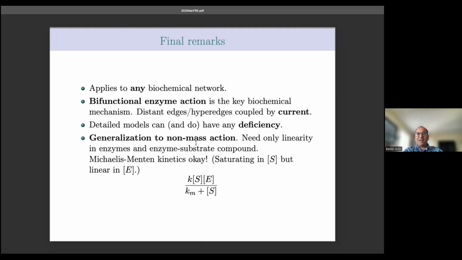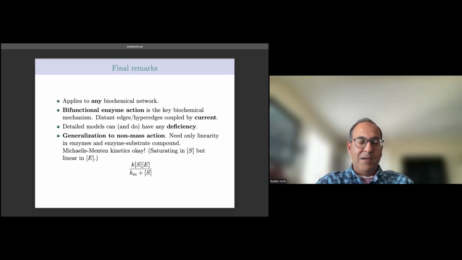Bifunctional enzyme action is the key biochemical mechanism, right? So this is something that biochemists would understand as a mechanism, and we've basically connected it to a theorem, right? And the way we could connect the mechanism to a theorem was by defining something called a current on a directed hypergraph, right? And what the current does is it connects distant edges, or possibly distant edges, in the skeleton with each other. So they get connected via the current. Okay, and the detailed models that we consider can and do have any deficiency. You are not restricted to deficiency 1 or 0 or the low deficiency cases.